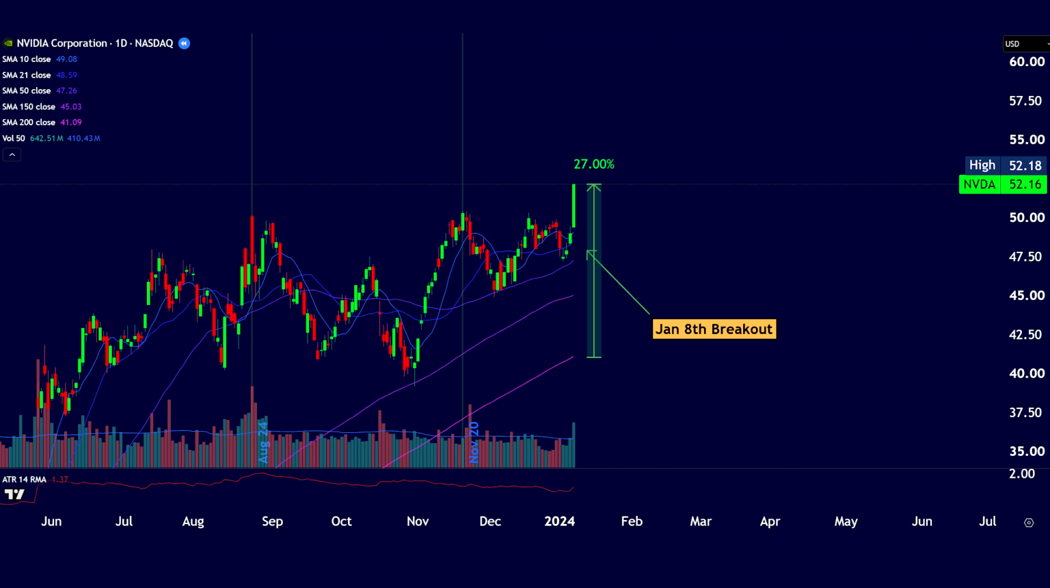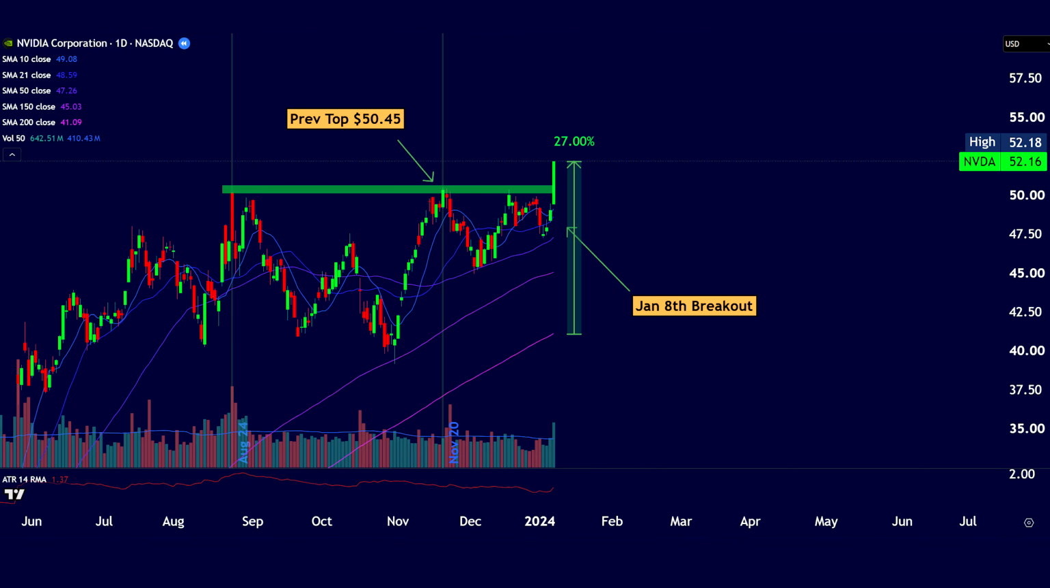Here's the trade. Your pivot is 50.45. The top of the last real contraction, the exact price that rejected the stock in November. Buy stop just above. Call your fill 50.75. It closed that day at 52.16 on 642 million shares, 1.57 times average. Confirmed. Stop at 49.35, just under the breakout day's low. Your risk is $1.40, 2.76%.